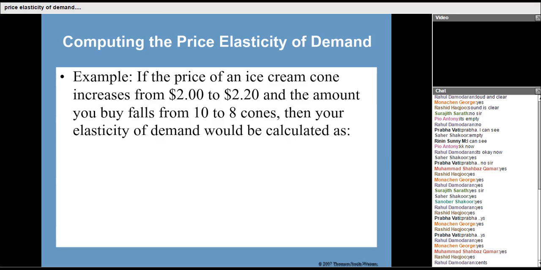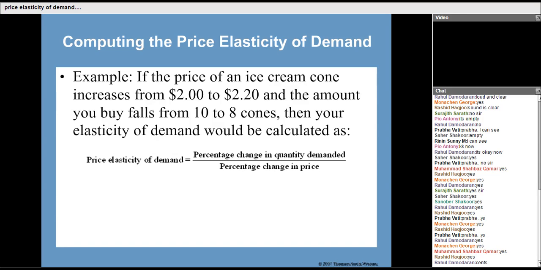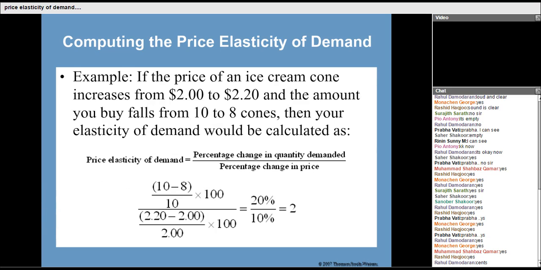First, it used to be sold 10 pieces, 10 ice creams. Now 8 cones are sold. So now your elasticity of demand will be calculated like this. You have to find out the percentage change in the quantity demanded first of all. See now, look at it. First, this is the first one on the top: 10 minus.